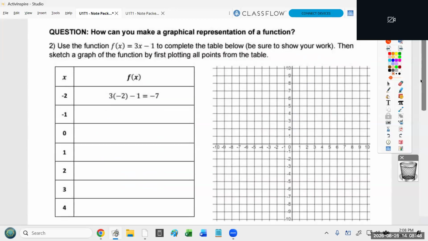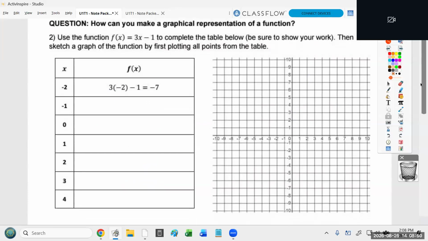All right, so we're going to look at another one here. It says use the function f of x equals 3x minus 1 to complete the table below. Be sure to show your work. Then sketch a graph of the function by first plotting all points from the table. So this problem is exactly like the one we just did with 2 differences. 1, it's a completely different equation. And 2, the picture is not already there for us.